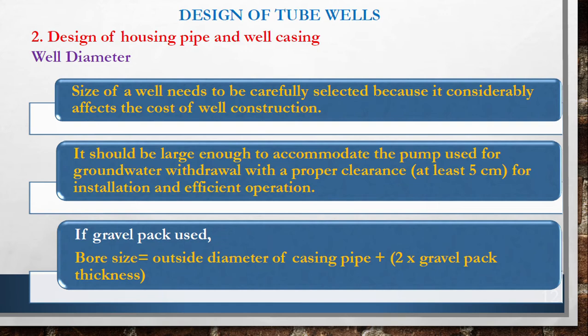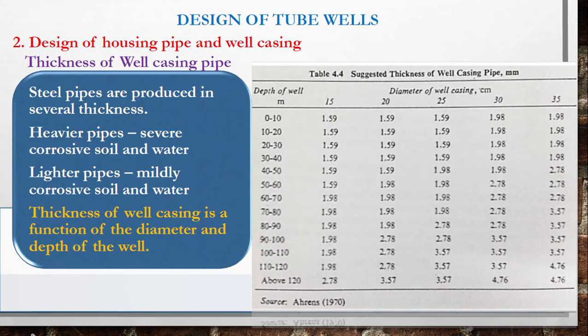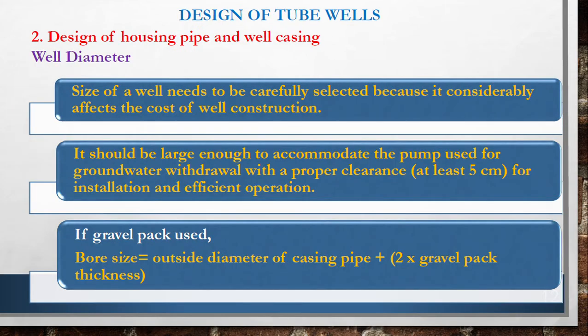But in case of gravel pack, though in most cases we are not using gravel pack, if you are using gravel pack then the bore size or the diameter of the well should be equal to the outside diameter of the casing pipe plus 2 times the gravel pack thickness. So we are providing gravel pack around the well, so 2 times the thickness of the gravel pack plus the outer diameter of the casing pipe will give the total diameter of the well.